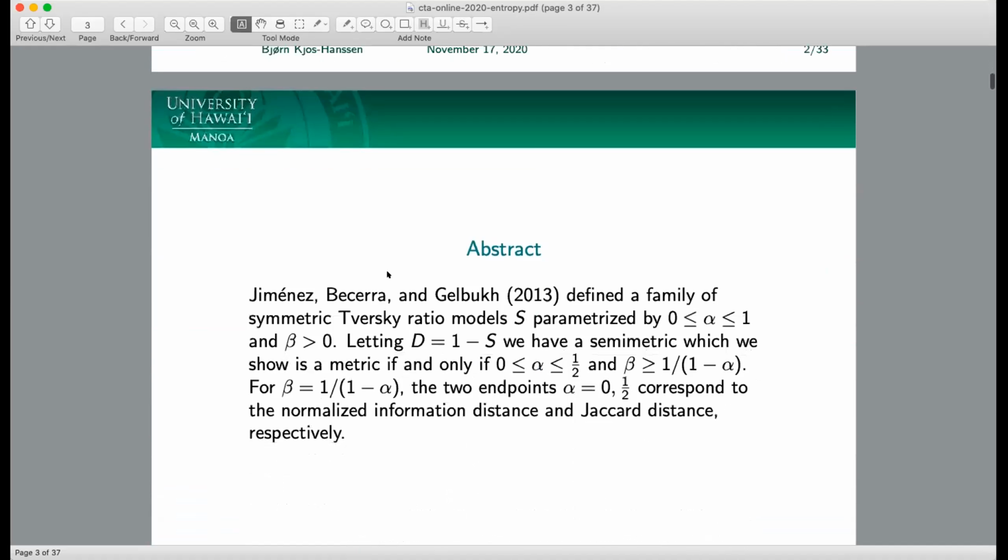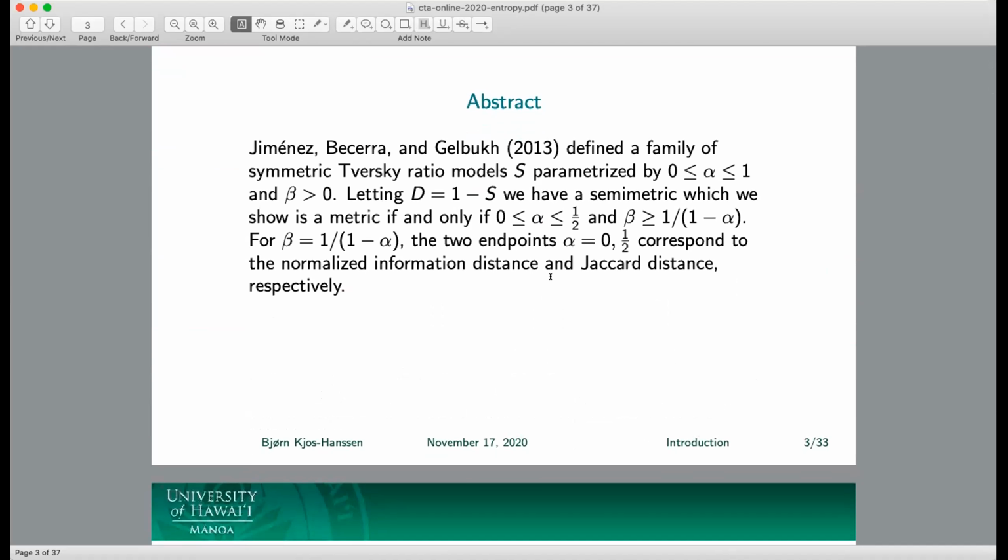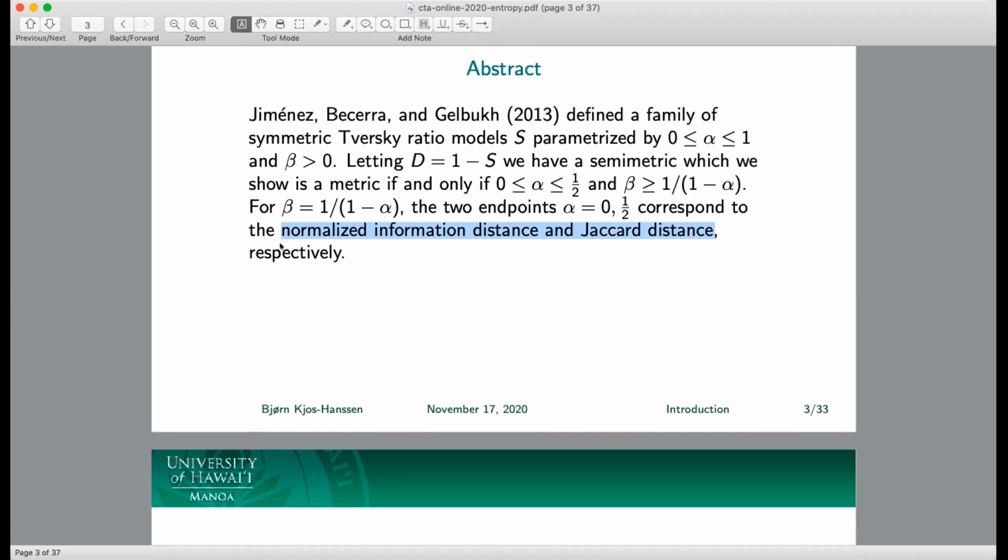There are all kinds of distance functions you can define on, let's say, finite sets. And the main point of this paper is that the normalized information distance, which involves Kolmogorov complexity, and the Jaccard distance, which is very much used, are actually the endpoints of a family of metrics in a certain sense. So we're going to see what that means.